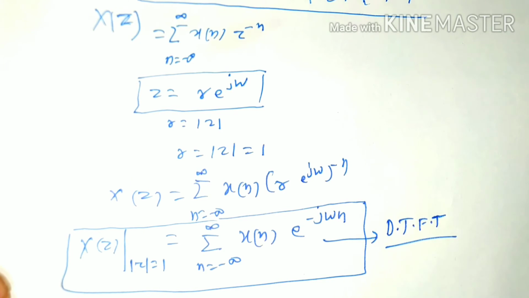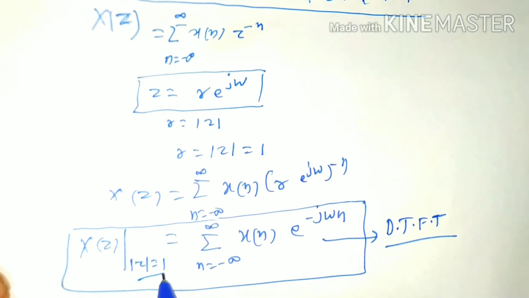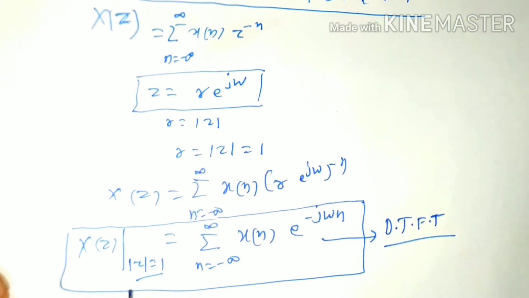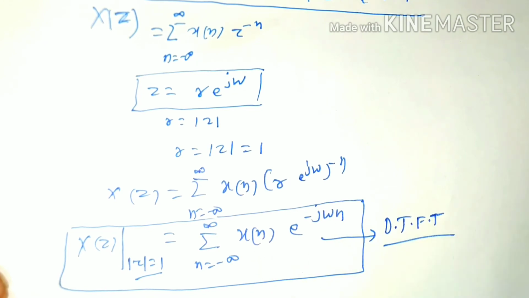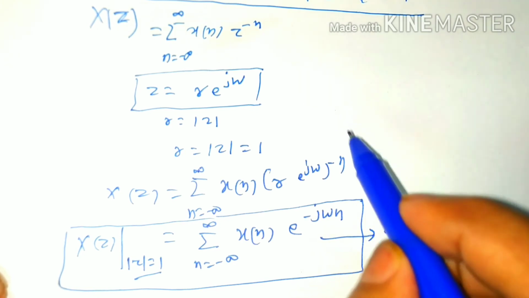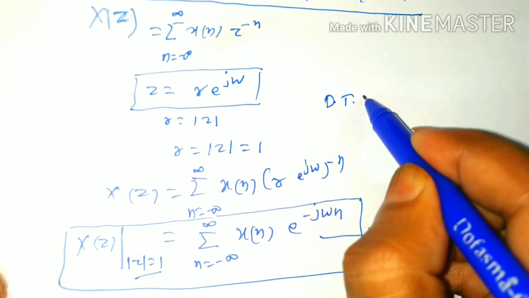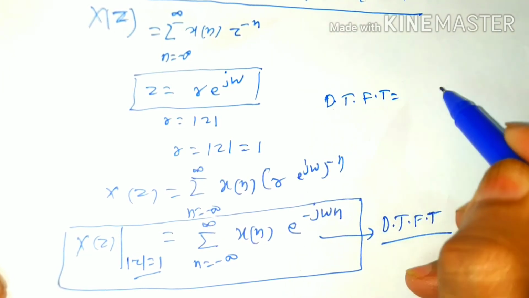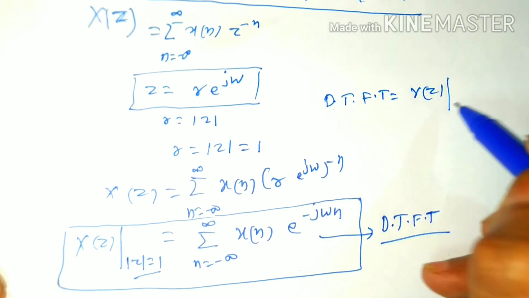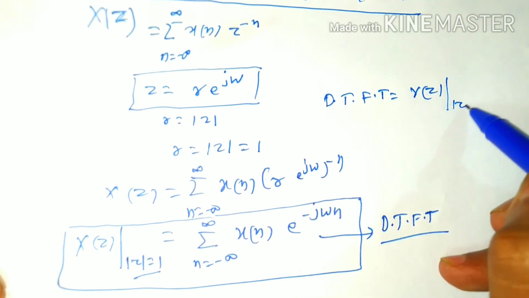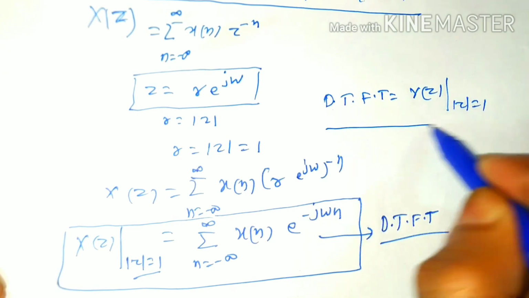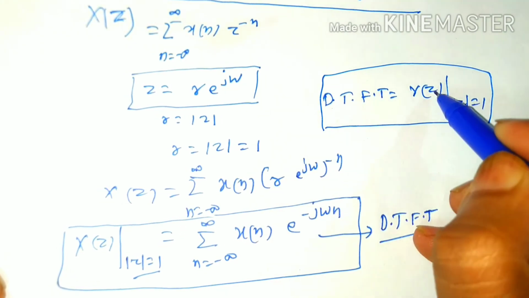So from this mathematical expression we can see that if we put modulus of Z equal to 1 in Z transform, then that Z transform is converted into discrete time Fourier transform. So basically discrete time Fourier transform is Z transform when modulus of Z equals 1.